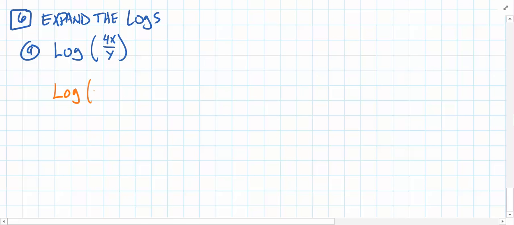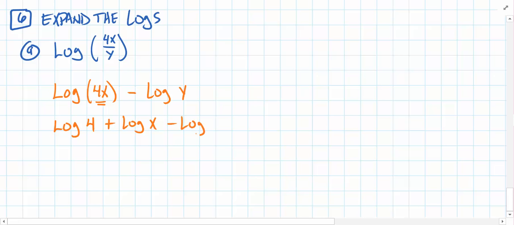Wouldn't it be minus? Oh wait, yeah, you're right. Excuse me, yeah, minus. Division gets expanded through subtraction. Okay, now there's one more thing that can be done. You notice that the 4 is being multiplied. So I'm going to have log base 10 of 4 plus log base 10 of x minus log base 10 of y. So that would be the expanded version of that up top.